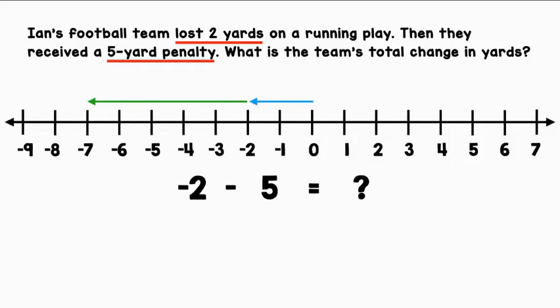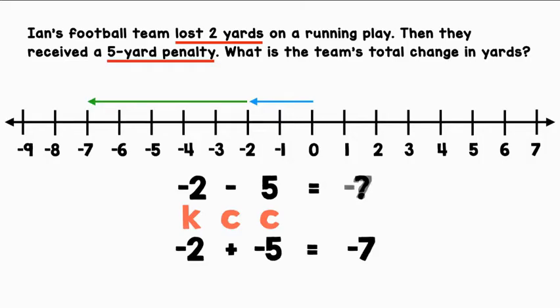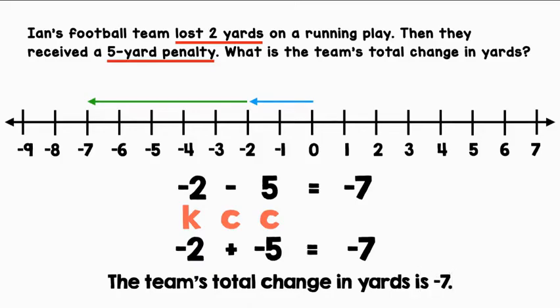We land at -7. We can also represent this with the additive inverse. Let's keep -2, change subtraction to addition, and change +5 to -5. Then we will follow our rules for adding negative integers. We will add the absolute values and then take the negative sign. So -2 plus -5 equals -7. The team's total change in yards is -7.